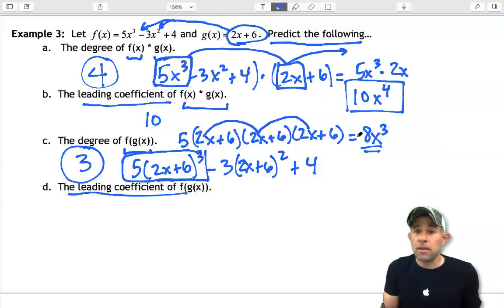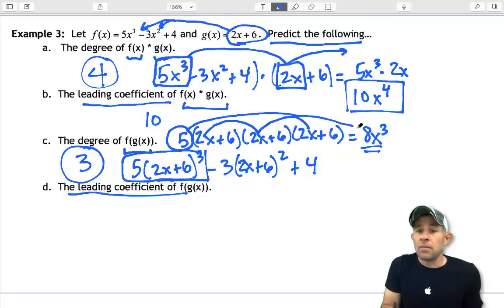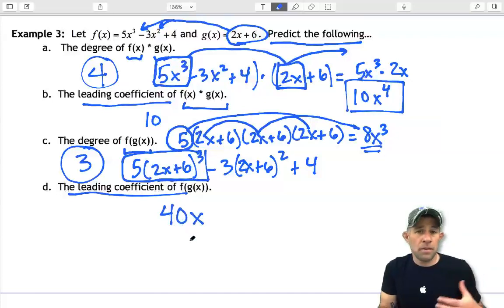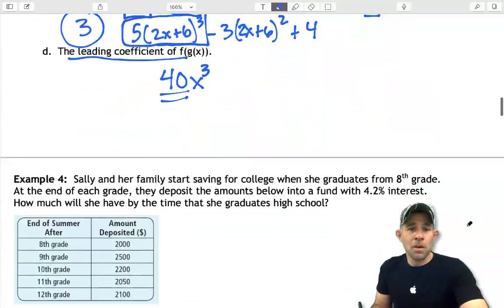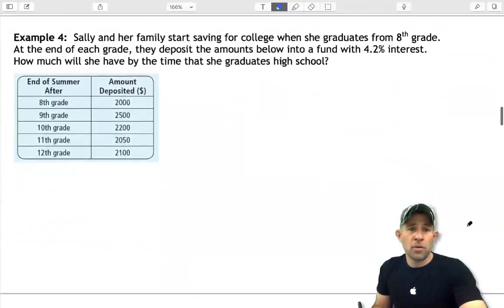So again, going back here, I have 2x times 2x times 2x, which gave me 8x cubed. However, I'm also going to multiply that 5 into that product, and that will give me 5 times 8x cubed. And my leading coefficient then would be 40, because that would be the coefficient on the 40x cubed. So my leading coefficient of this composite function would be 40. All right, let's take a look at a story problem here.